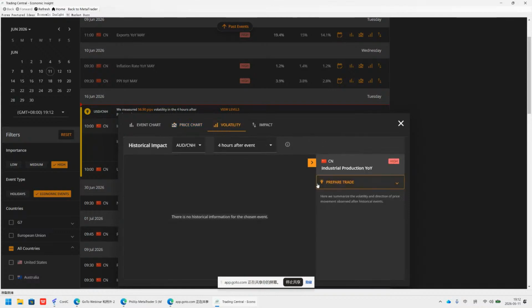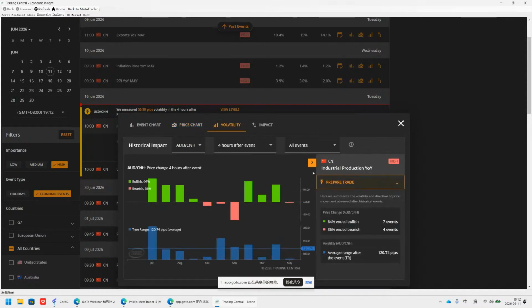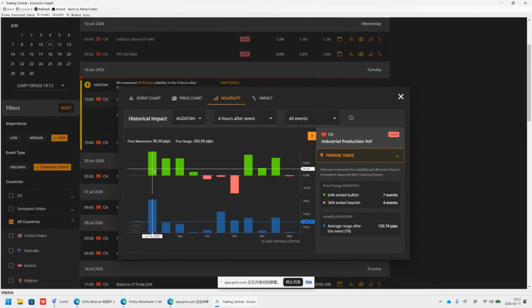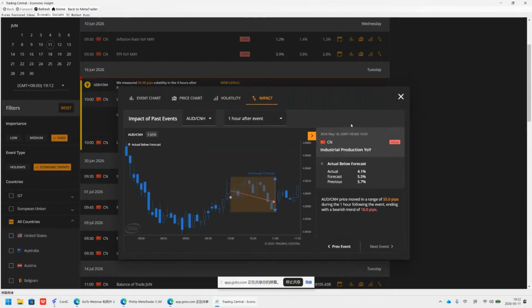The third one is the volatility chart. We can filter different currency pairs, hours or minutes after the events, and different events to explore the historical impact of the economic event on a certain currency pair. The first graph is the price change, and the second graph shows the volatility. On the fourth chart, we analyze the price performance of a currency pair at different time frames after the event.